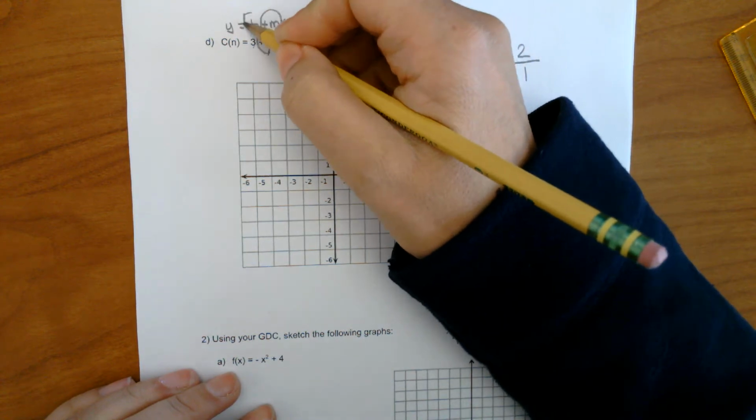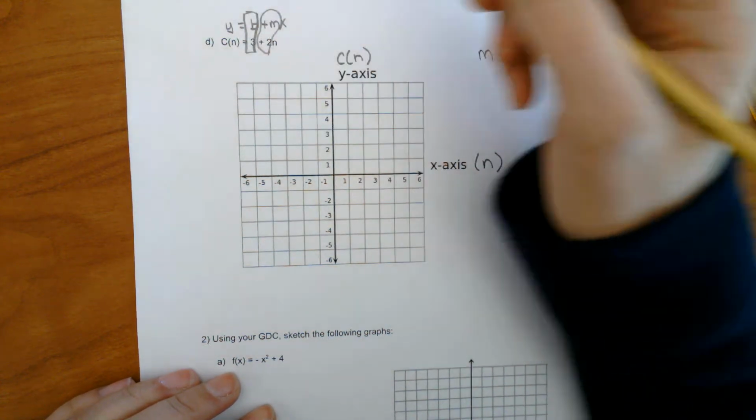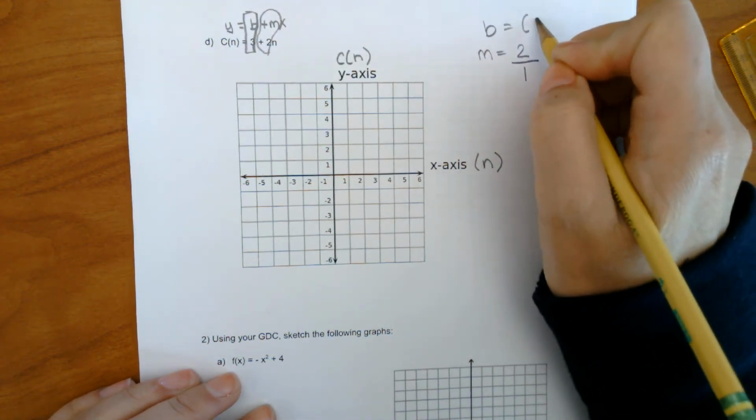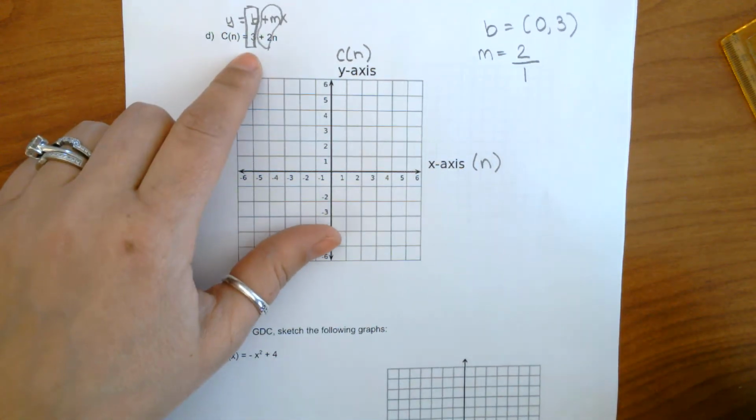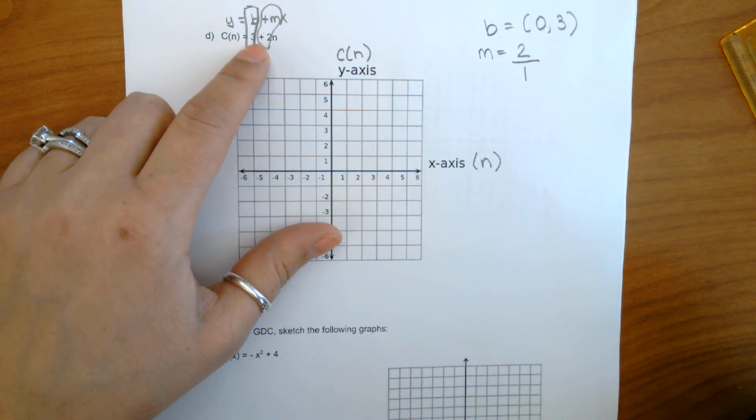Our b, always remember, your b does not have an x next to it. So our start point is going to be 0, 3. So we're starting on the y-axis at 3. So don't get intimidated if you just see these reversed.